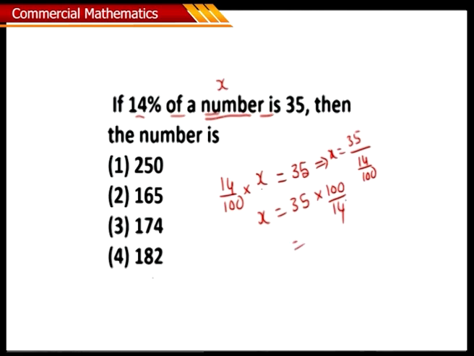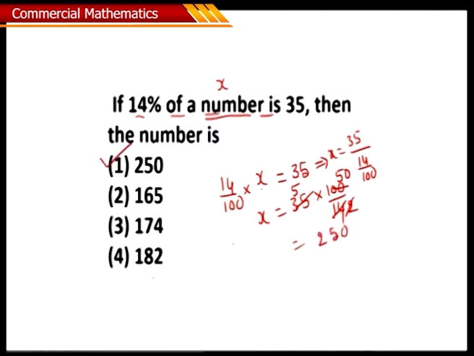Now what else? Here 7 2 times and here 7 5 times and 2 here 50 times. So 5 into 50 is 250. So we can observe that the required number is 250.